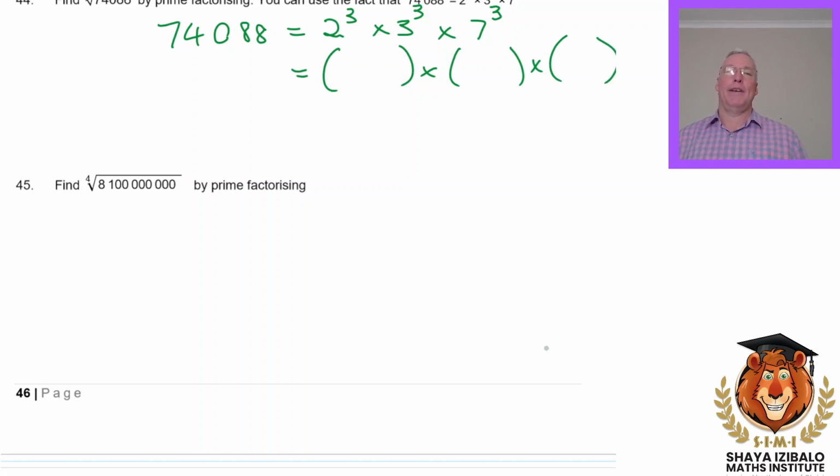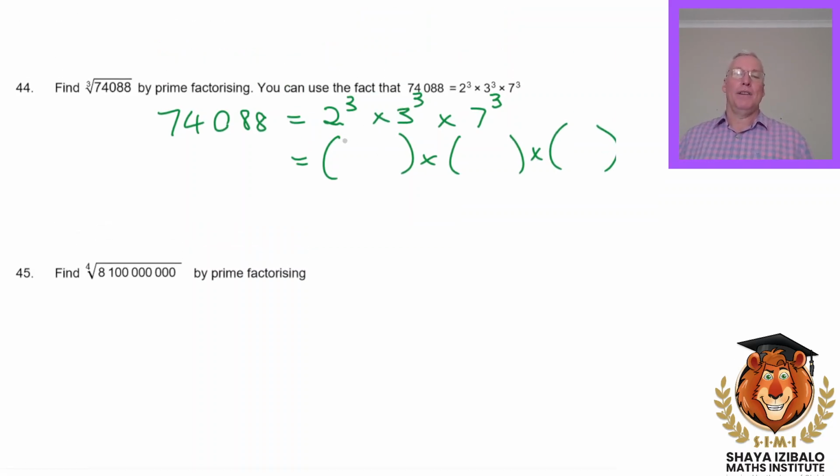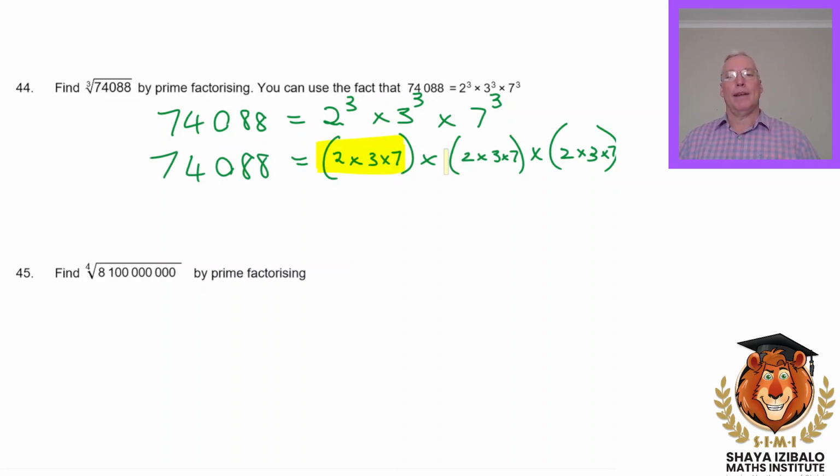So we want to create 3 identical numbers which are going to multiply using those factors. Okay, right, and if we think about it, we can put a 2 in each bracket. Then we can put a 3 in each bracket. And then lastly, we can put a 7 in each bracket. Right, now that's not the cube root. That's 74,088. But we've written 74,088 as a number times by itself and times by itself again.